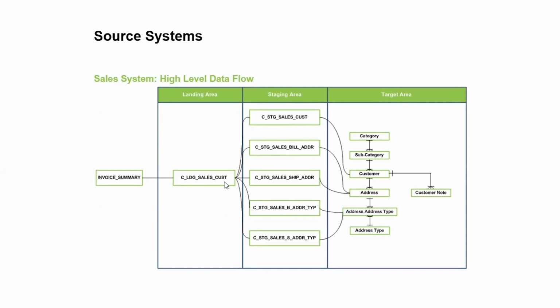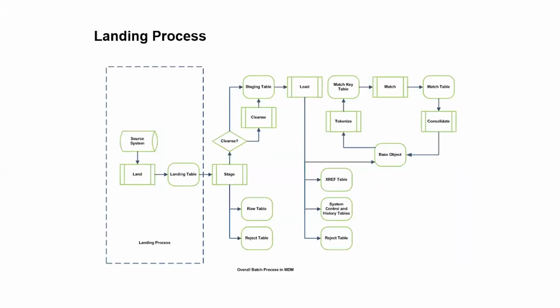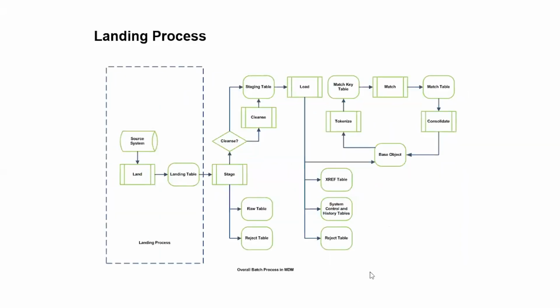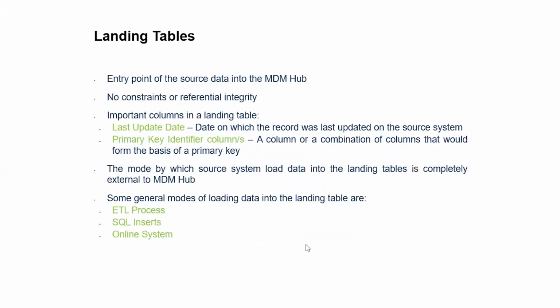So the customer table has 5 stage tables and then loads into the customer table. This is the landing process, the stage process is this one as I explained, and then we have the load process. Here are some key points about the landing table.